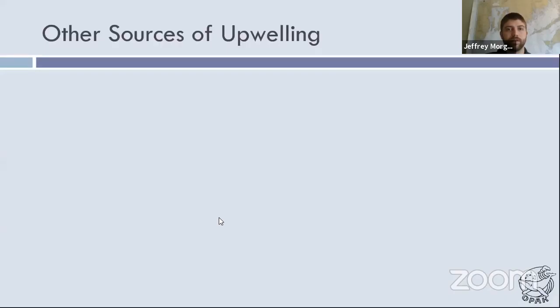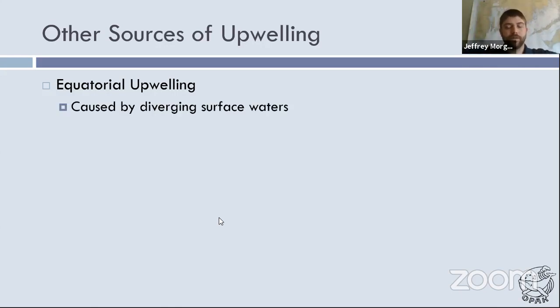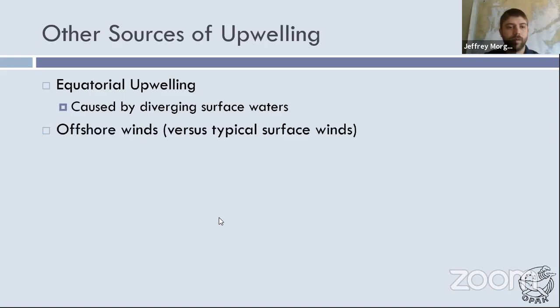We do have some other sources of upwelling at the equator. We have winds that are pushing away, which creates pressure up. So our diverging surface waters create a pressure gradient that brings nutrients up to the surface. We have offshore winds that push warmer water out to sea, which is a little different than what we were looking at with the, this would be like a westerly wind versus a northerly wind.